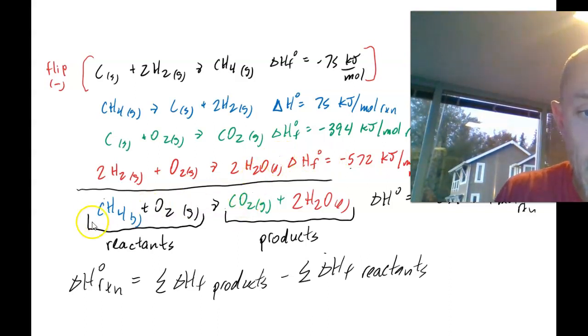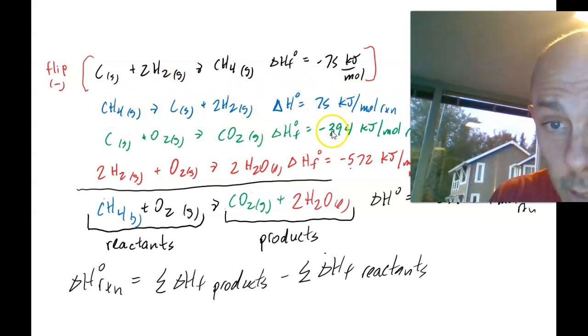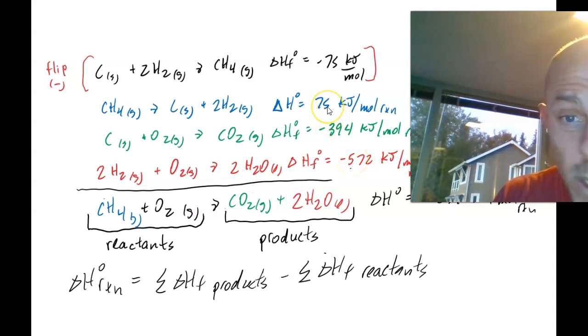But methane is a reactant. And in this blue reaction up here, we did not use its heat of formation when we added it to negative 394 and negative 572. We used 75 kilojoules, which is the opposite of its heat of formation. But if we had had methane's heat of formation, which is the opposite of the blue reaction, all we really needed to do was switch its sign from negative 75 to 75, and when that's added to negative 394 and negative 572, we get the overall enthalpy of reaction.